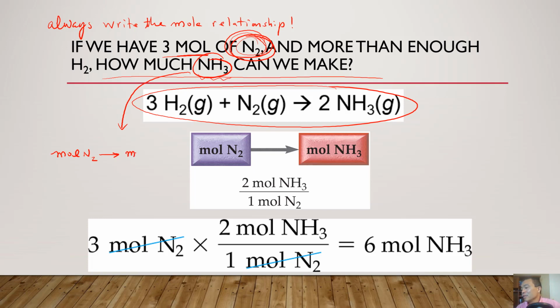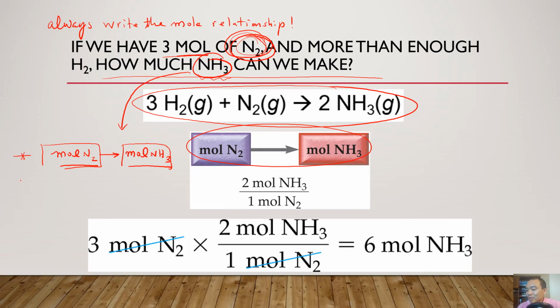So the first relationship we should always write out is the mole relationship between the 2 substances. So we are given nitrogen, and then we want to find out moles of ammonia. Okay, so that's how you get this solution map as you see on the right side over here. So that's my first step.